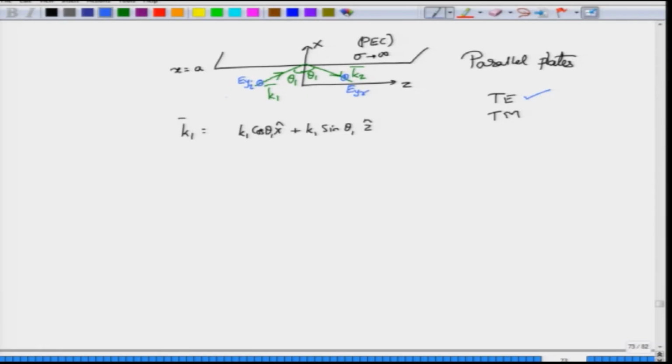Far away from the interface, the total electric field in region 1 will be equal to the incident electric field and the reflected electric field, correct. So, EYI and EYR. What would be the incident electric field? This is basically some amplitude which we will call E0I, and then you have e power minus j k1 dot r, plus E0R e power minus j k2 dot r, right. All of this is actually along the y direction, therefore, I can take the y as a common factor out. Okay.